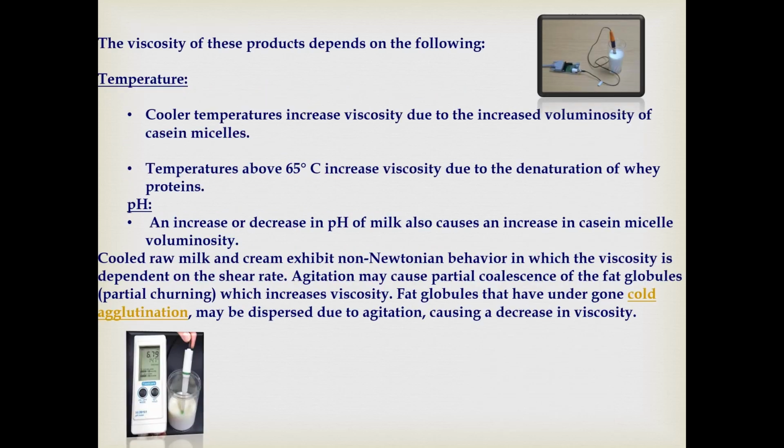Viscosity of the product also depends on temperature and pH. So temperature, if the temperature is cool, viscosity increases. If the temperature is above 65 degrees, viscosity increases. Coming to pH, if the pH increases or decreases, the casein micelles change as well.